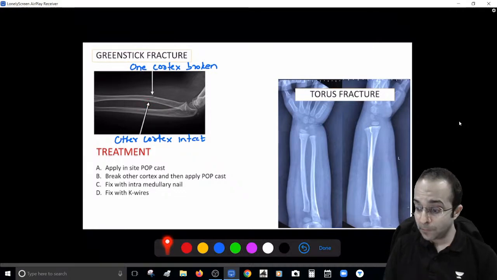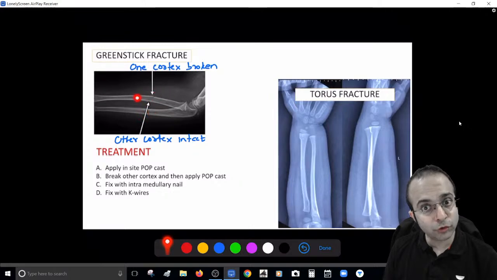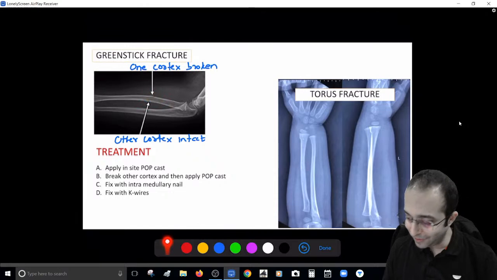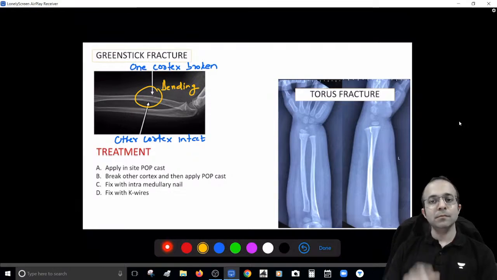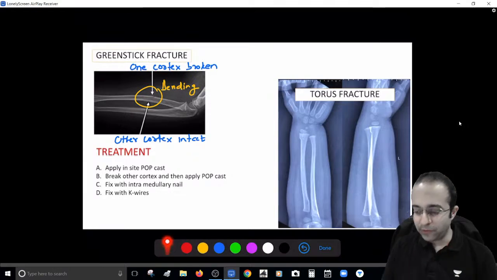Then please, ulna is a straight bone, and just like the ulna, radius is also a straight bone. But here you can see some curve in the radius, bending in the radius. So this particular area you can also see bending of the bone. So this is where you call a fracture as green stick. सिर्फ एक cortex टूटता है, दूसरा cortex intact होता है, bending दिखती है bone में.